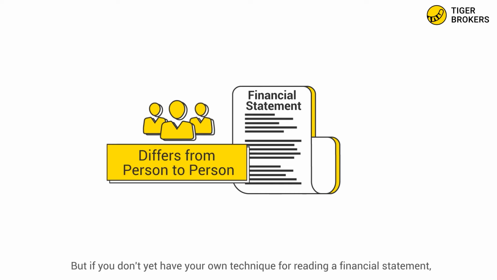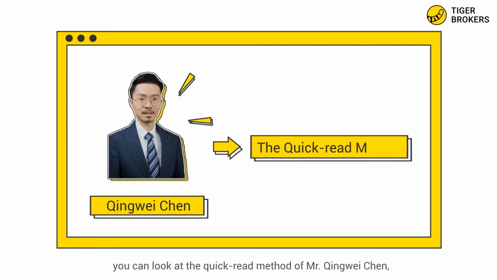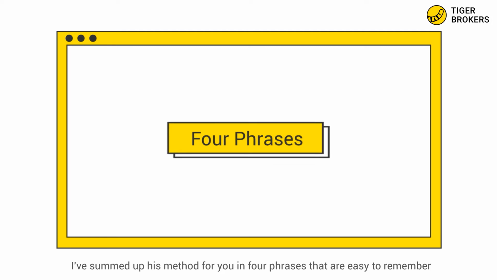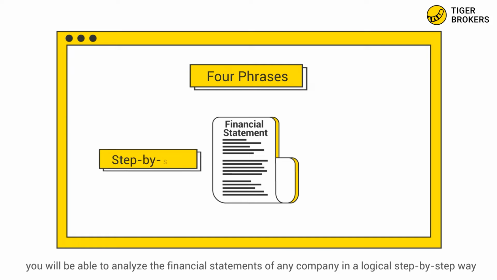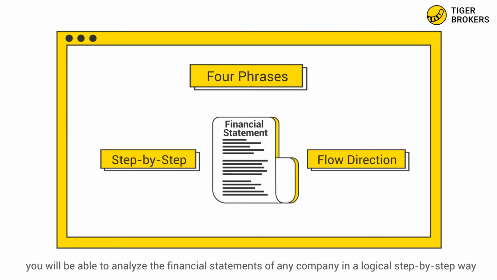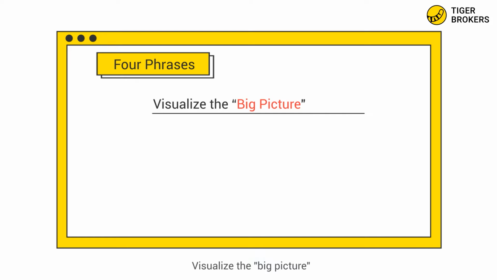But if you don't yet have your own technique for reading a financial statement, you can look at the quick read method of Mr. Jingwei Chen, Director of Investment Research at Tiger International. I've summed up his method for you in 4 phrases that are easy to remember. I'm sure that after this lesson, you will be able to analyze the financial statements of any company in a logical step-by-step way. Visualize the big picture.